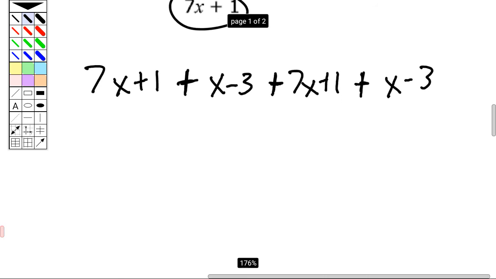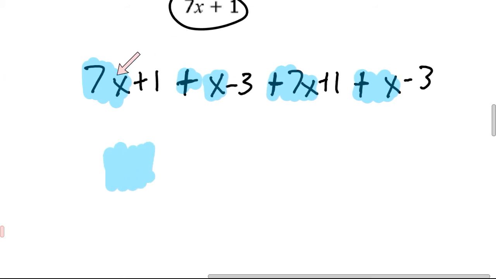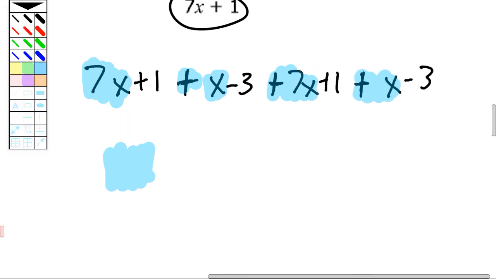So there's a whole bunch of terms here. So I need to find the like terms. Start with the first one, 7x. Well, his variable is an x, so I'm looking for other x's. Well, there's one right there. That's a positive x. And I got a positive 7x, and I've got a positive x. Add all those up. 7 plus 1 is 8. And this is going to make 8, right? So 8 plus 8 makes 16. 16 what? X. Now I'm done with those.